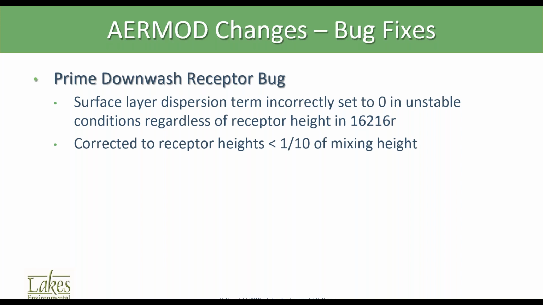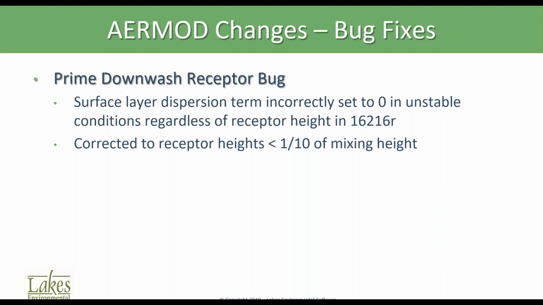First up is the PRIME downwash receptor bug. So when running with PRIME, which is the building downwash routine, there was a code change made in the old 16216R model executable, which incorrectly set the surface layer dispersion term to 0 in unstable conditions for all receptor heights. That really shouldn't have occurred because it was supposed to be limited to receptor heights that were less than 1/10 of the mixing height. So this has been corrected.